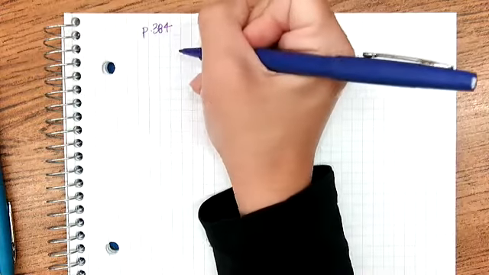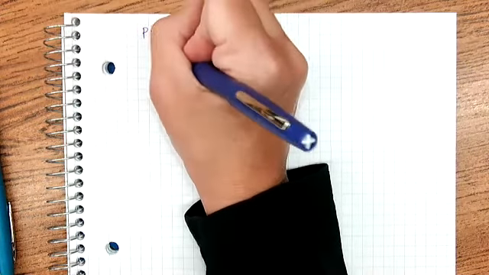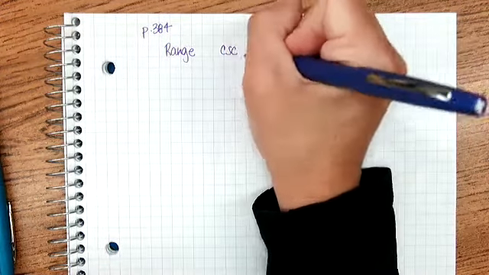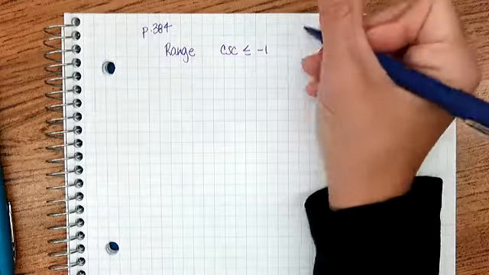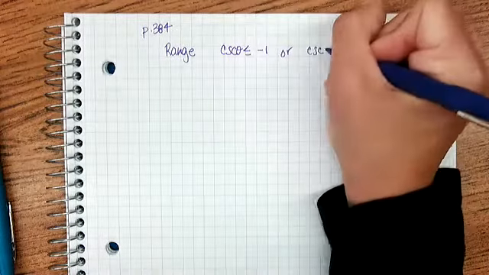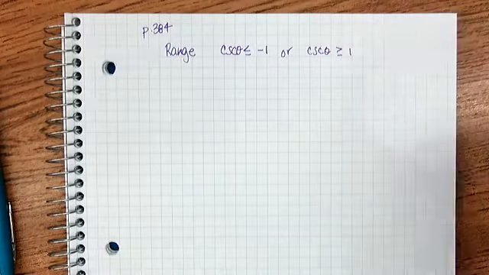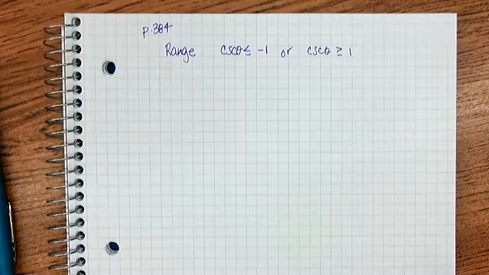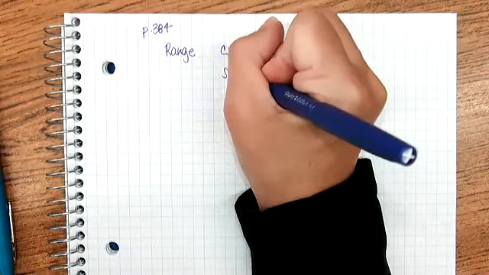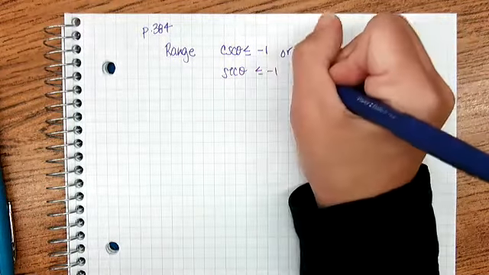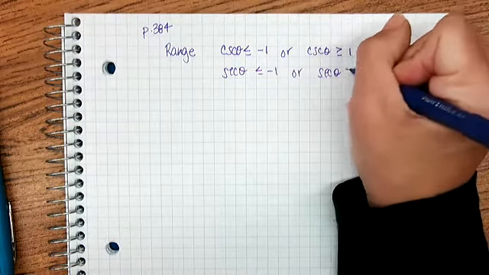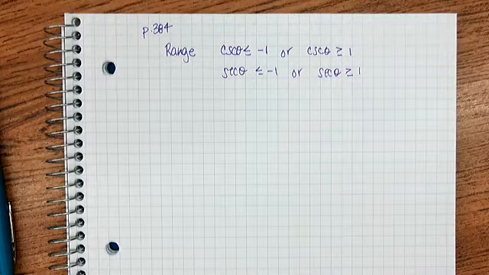So the range for cosecant is less than or equal to -1 or greater than or equal to +1. For right now, you're just going to need to trust me about the range. And the same thing is true for the secant: the range of the secant is less than or equal to -1 or greater than or equal to +1.